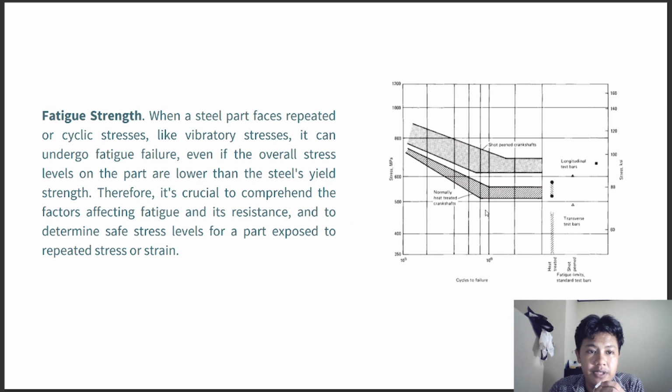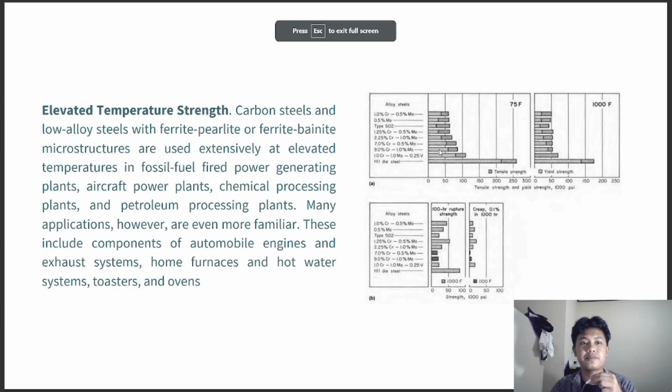Fatigue strength. When a steel part faces repeated or cyclic stress, like vibratory stress, it can undergo fatigue failure, even if the overall stress levels on the part are lower than the steel's yield strength. Therefore, it's crucial to comprehend the factors affecting fatigue and its resistance, and to determine safe stress levels for a part exposed to repeated stress or strain.